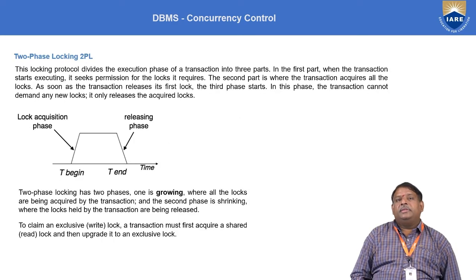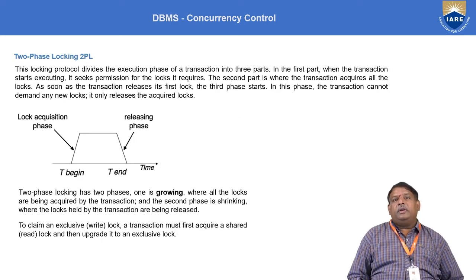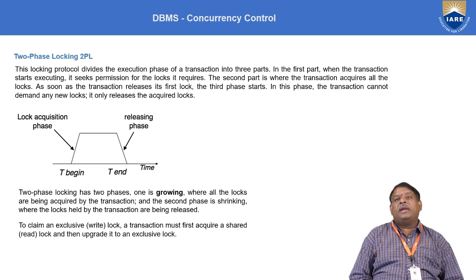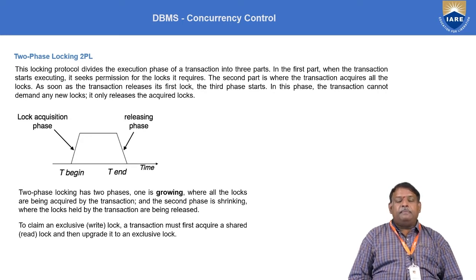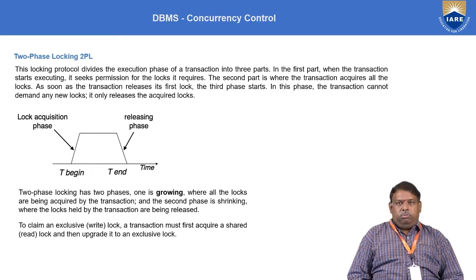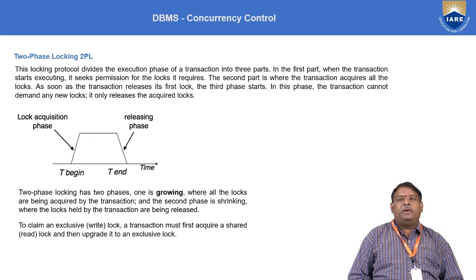Now, the third one is two-phase locking, 2PL. This locking protocol divides the execution phase of a transaction into 3 parts. In the first part, when the transaction starts executing, it seeks permission for the locks it requires. The second part is where the transaction acquires all the locks. As soon as the transaction releases its first lock, the third phase starts. In this phase, the transaction cannot demand any new locks. It only releases the acquired locks.